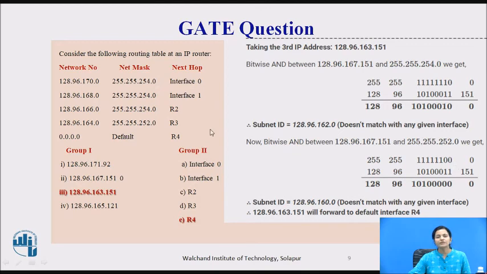Here we take the mask for 152 and do the same thing. Again we find 160, and nowhere is 160 there. As we discussed, if it is not matching with any of these networks, then we have to go for the default network. So it will match with R4. So here C will match R4, 2 is R3 and 1 is A.